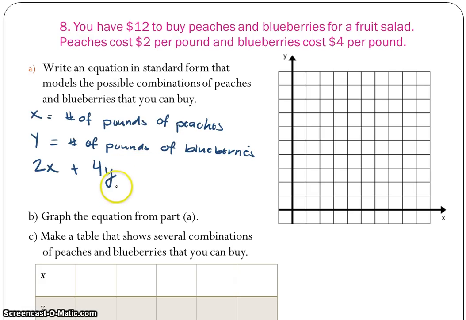So all of that has to equal how much money I have? $12. Very good. So that's my equation for the number that I can buy. That's part A. Looks good to me. Part B is asking me to graph it. Ooh, this is in standard form. I like graphing in standard form because it's just plugging in a bunch of zeros. Very good, to find your intercepts.